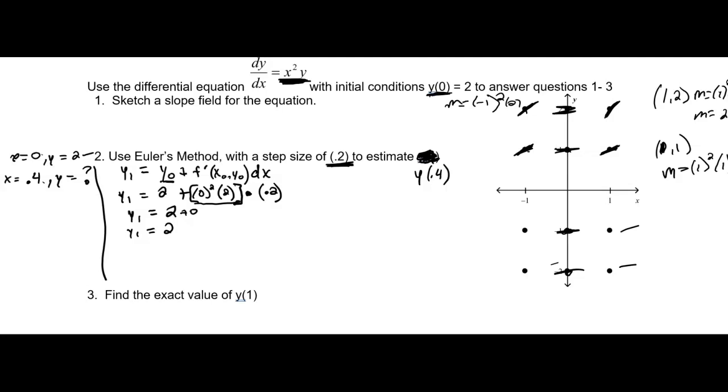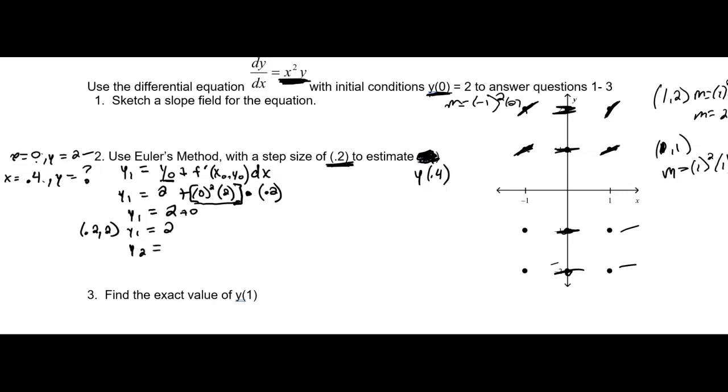Remember how we kept track of our points? Now that I have that here, let me erase this. What we are now at is the point 0.2, 2. So our new y coordinate is 2. We started at 0. We moved over 0.2, so now that's our new x coordinate of 0.2.